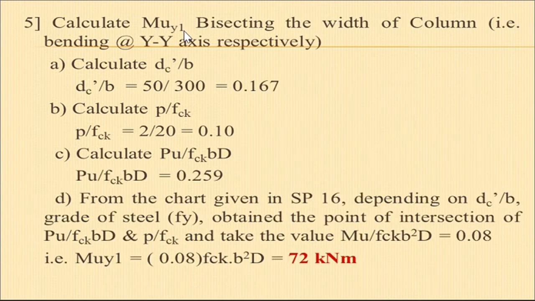Similarly, we can find out the MUY1 using the same data, except that here DC dash by B is equal to 50 by 300. In the previous slide it is 50 divided by 500. That's why it is 0.167, and that's why we use the two charts. One is the 0.15 and second is the 0.20, and after interpolation we get the MUY1 is equal to 0.08 into this. FCK is known to us, B is also known, and D is also known. That's why it is 72 kilonewton meter.